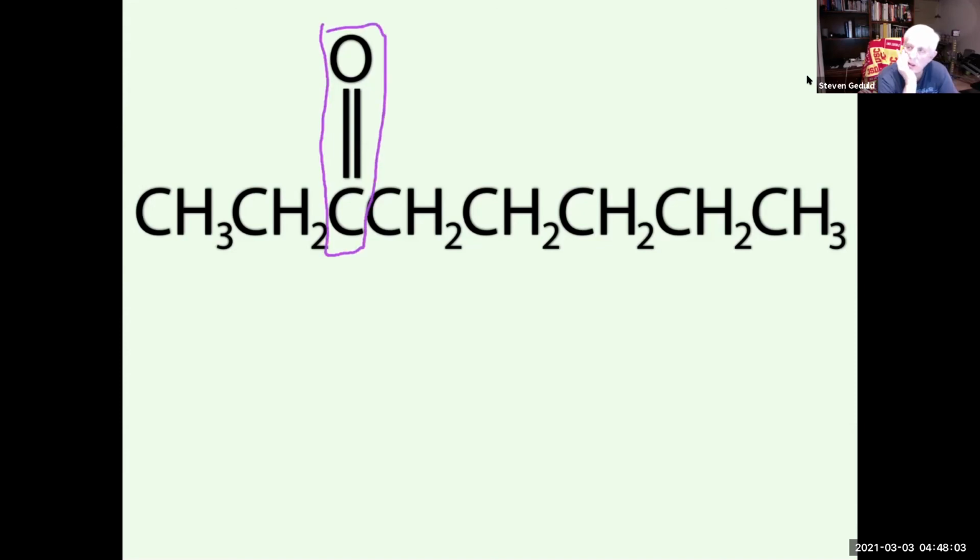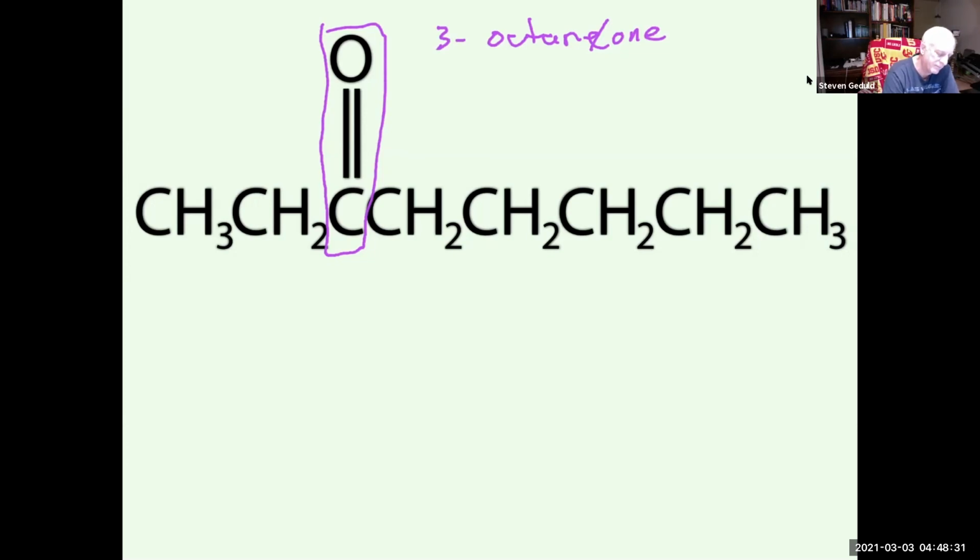So the total number of carbons for the IUPAC name is 1, 2, 3, 4, 5, 6, 7, 8 carbons. 8 carbons is octane. It's a ketone because, just like you said before, it's a carbonyl group between two carbons. You drop the E, add O-N-E for your ketone. And then you tell the number where it's at. It's at number 3, giving the carbonyl group the lowest possible number. So 3-octanone is your IUPAC name.